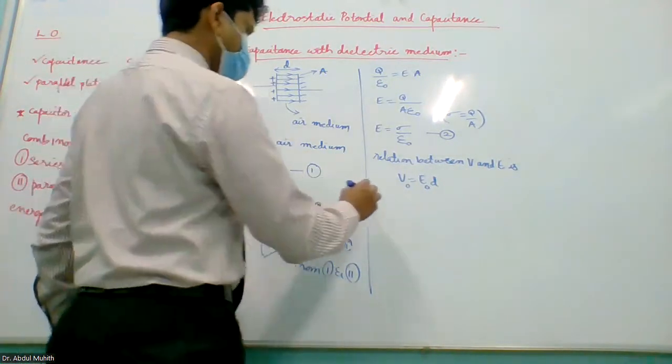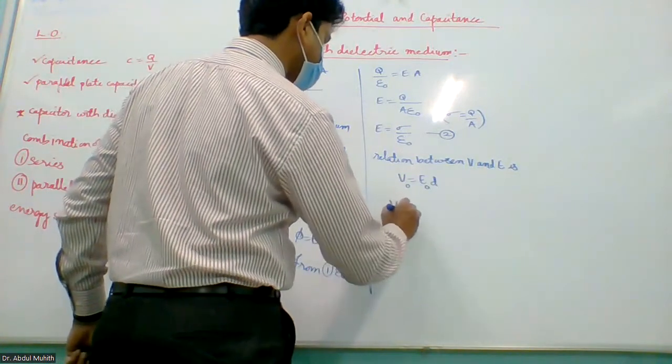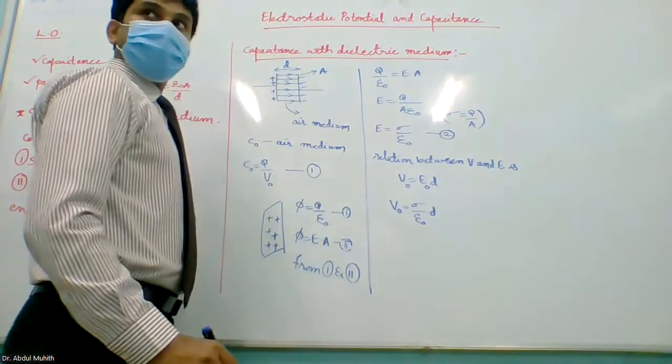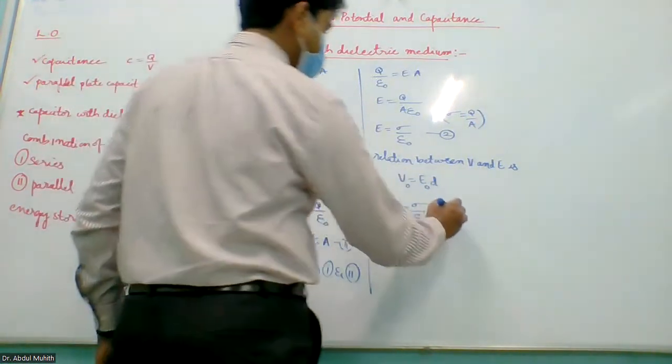So here C is equal to what? We have E. What is V0? V0 is equal to sigma by epsilon 0 into D. Okay, is that clear? Now substitute this, let it be equation number 3.